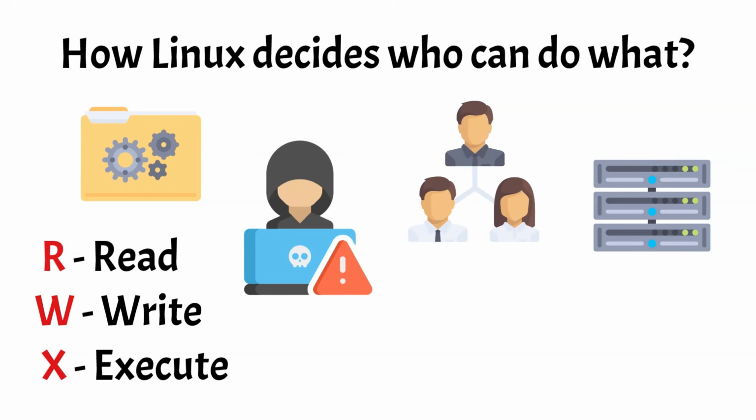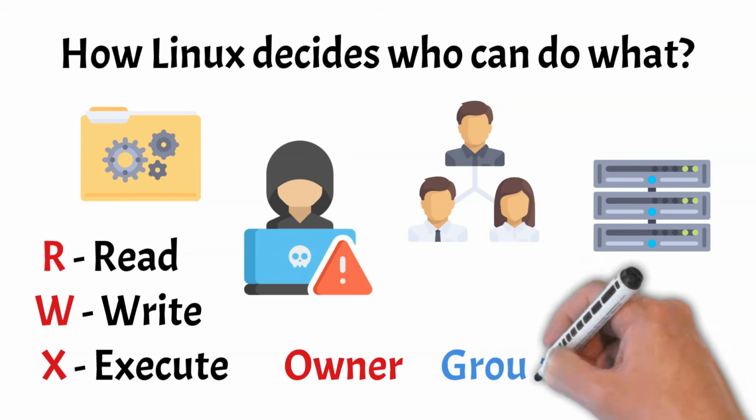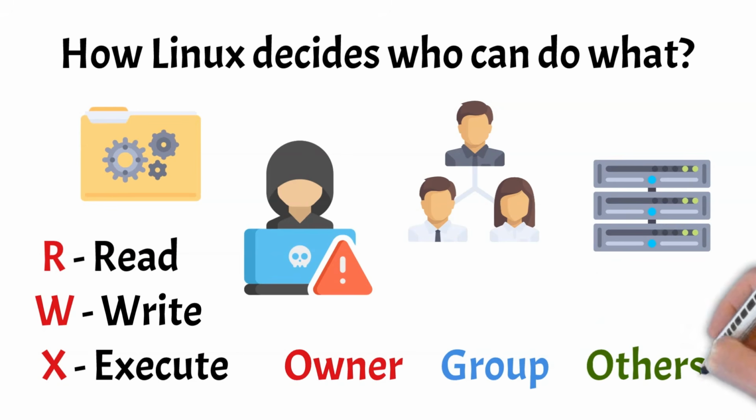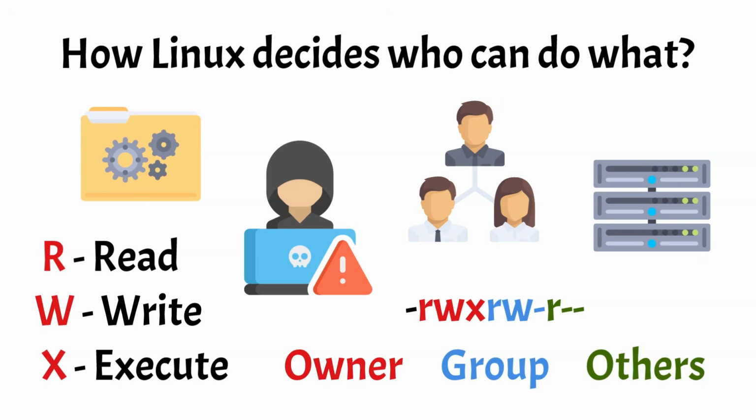That's why permissions are defined for three different categories of users: the owner of the file, the group the file belongs to, and everyone else on the system. When you list files in the terminal, these permissions appear as a sequence of letters like this. The first three characters describe the permissions for the owner, the next three for the group, and the final three for others. Together, they define exactly who can read, modify, or execute a file. Once you understand this basic structure, the rest of the permission system becomes much easier to work with.